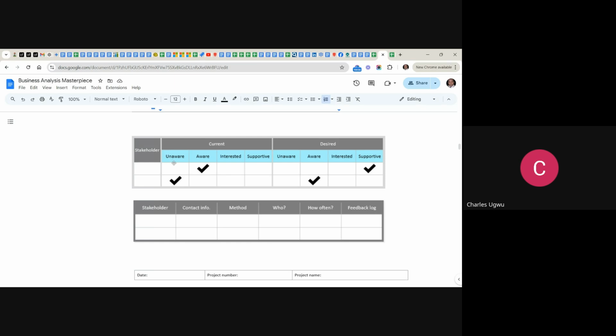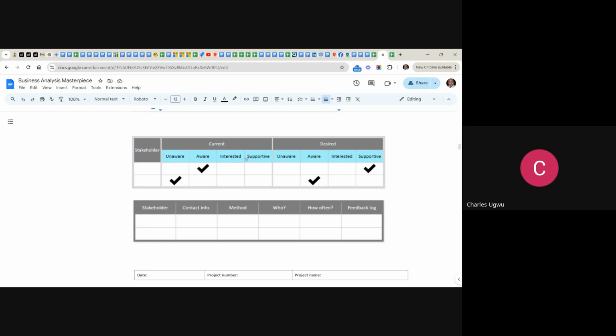Looking at this, you see the level of awareness. You need to understand the level of awareness. If a particular stakeholder is unaware of what you are doing, you mark that the stakeholder is unaware when you are doing your gap analysis, trying to analyze the current state. Then if the stakeholder is aware of what you are doing, you click aware. If the stakeholder is interested, you click interest. If they are not supportive or supportive, whichever way, you start clicking.